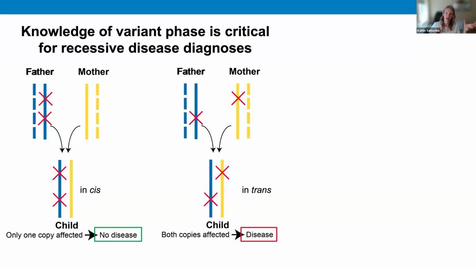Obviously, if you sequence father, mother, and child, you have a better chance of being able to phase things.